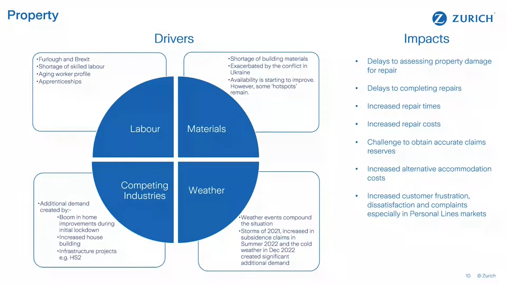And the uncertainty as to what the future holds in terms of what's going to happen in the markets has made it very difficult to plan and reserve for claims, especially those with a longer cycle time. And this has led to higher alternative accommodation costs as well as higher building repair costs. And again, similar to motor, it's led to increased customer dissatisfaction and complaints, especially in the personal lines markets.